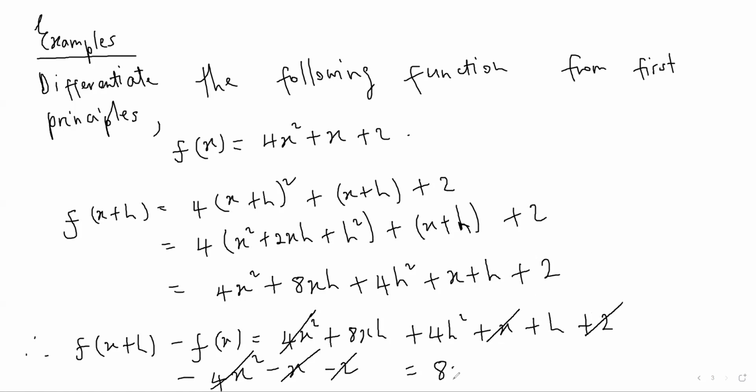So we've got 8xh, which is this one here. We also have the plus 4h squared, which is this one here. And also the plus h. So all these terms that we have left all contain h. Okay, and that's what the difference of these two gives us. So that's the top, or the numerator of our fraction in our limit.